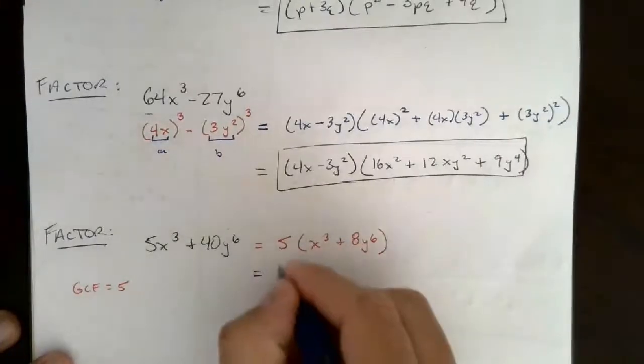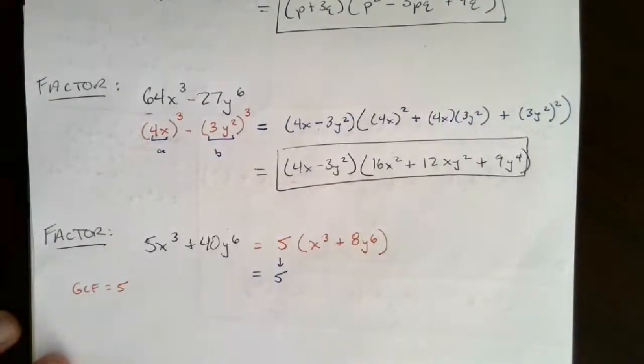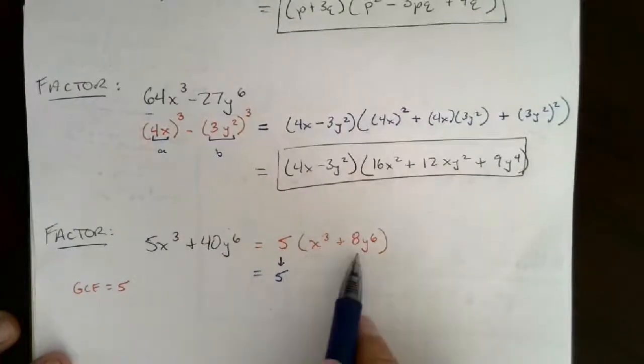Typically, the GCF, the greatest common factor, stays in front. And then you'll work on factoring what's left in the parentheses. Now we go back to what we did before. We want to count our terms. Well, how many terms do we have here? We have 2. We have 2 terms.